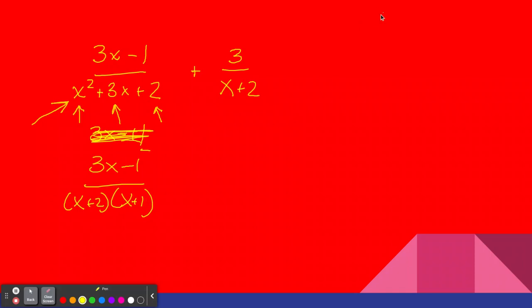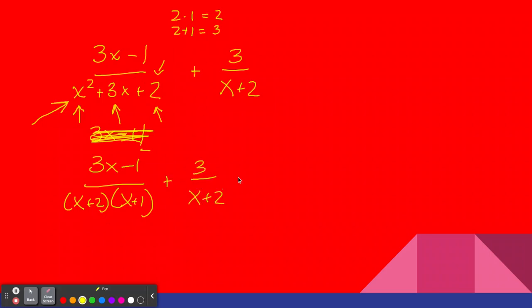I'll just briefly show that again. Remember, what two numbers right here multiply to 2? Well, 2 times 1 equals 2. And we want them to sum to the b term, which is 3. So 2 plus 1 equals 3. So that's why we're using this. And then we'll do 3 over x plus 2.